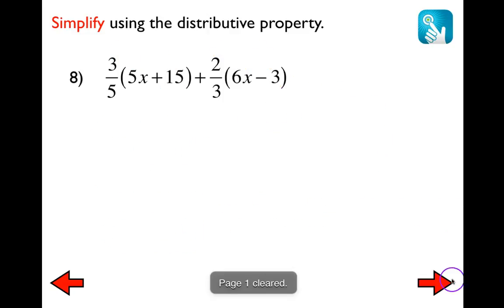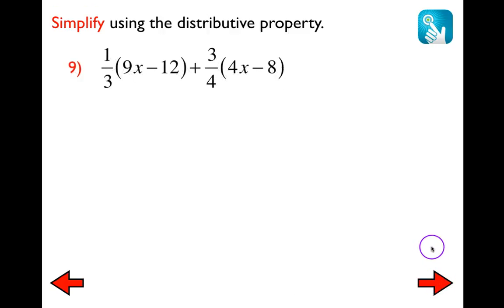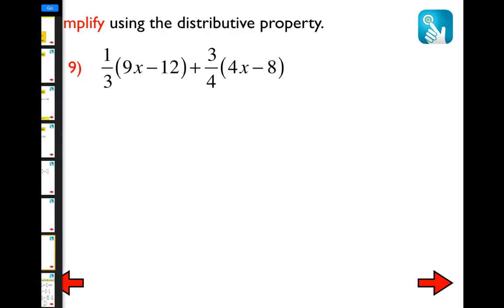Perfect. Now, I'm going to go ahead and have you move on to the next problem. Again, I'm going to have you try it on your own, so just pause the video and see how far you can go. So now let's go over the answer.